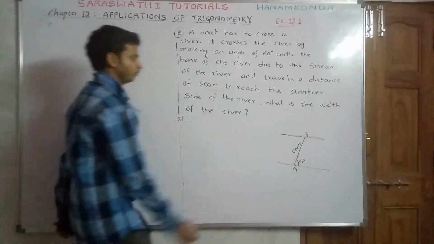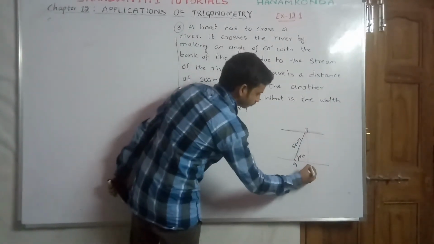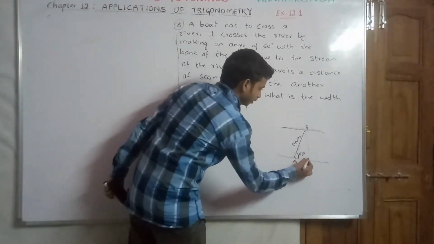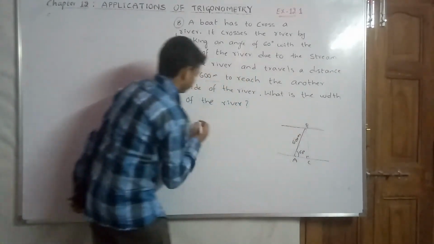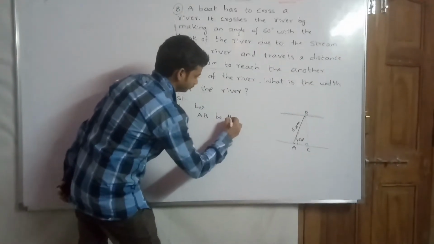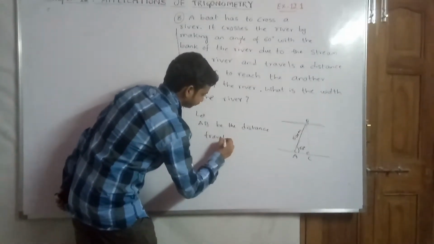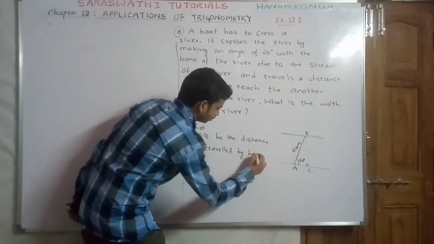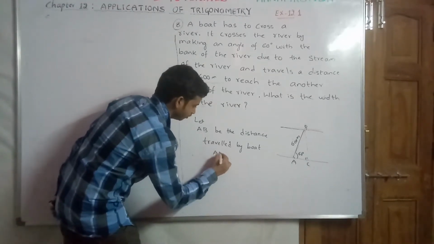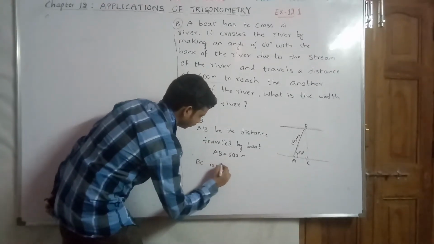So what is the width of the river? We have to find the width of the river. So draw a line perpendicular. So this BC is the width of the river. Let AB be the distance traveled by the boat and BC be the width of the river. It is given that AB equals 600 meters. So BC is the width of the river.